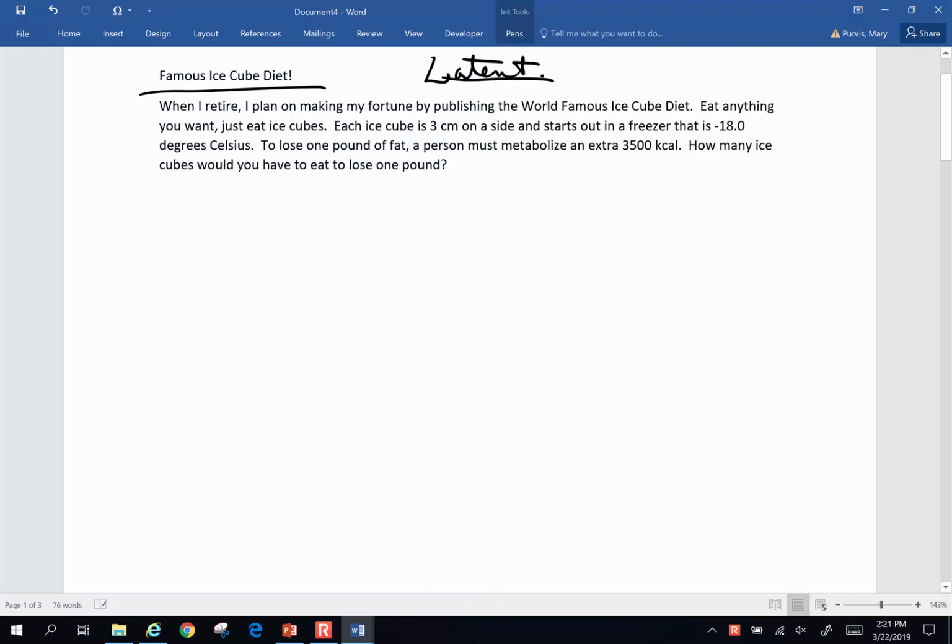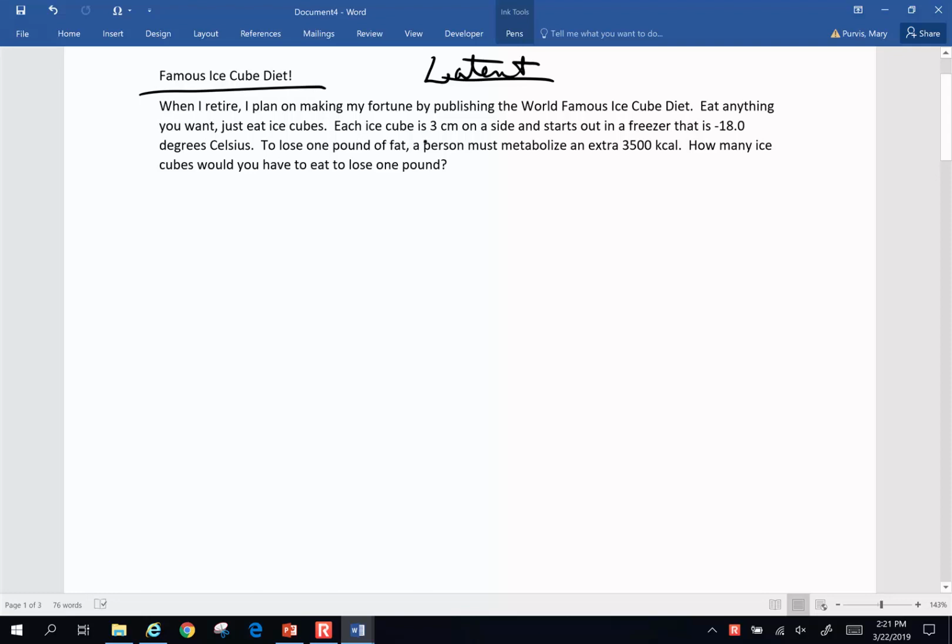And here goes. When I retire, I plan on making my fortune by publishing the world's famous ice cube diet. Eat anything you want, just add ice cubes. Now, the idea, of course, is because you have to input heat, you have to input calories in order to melt ice, it's going to burn calories.